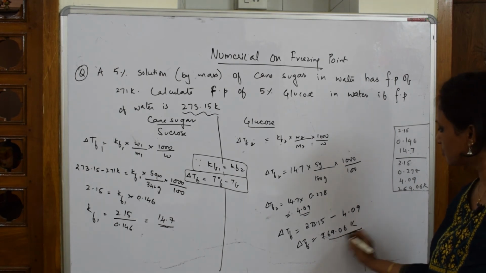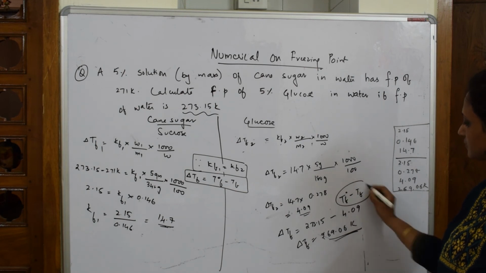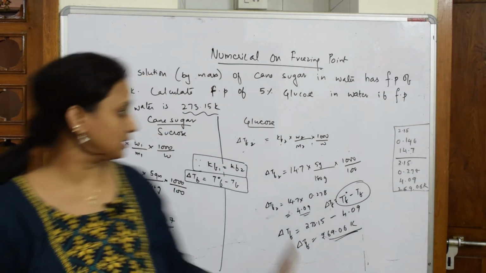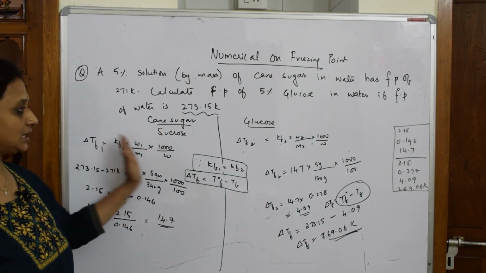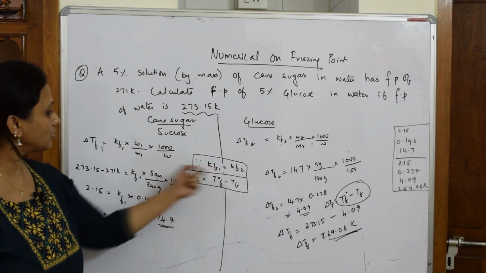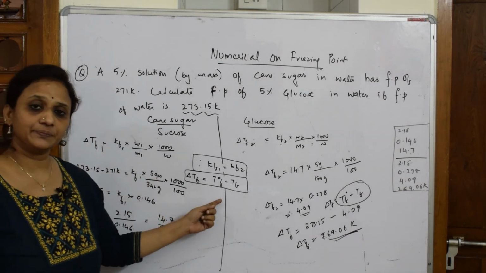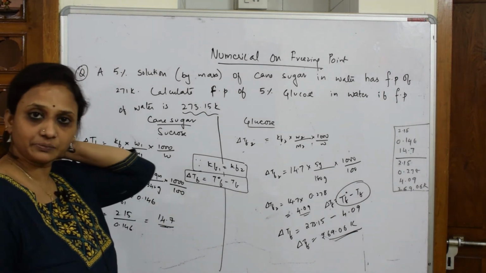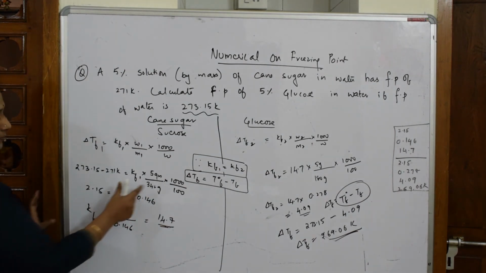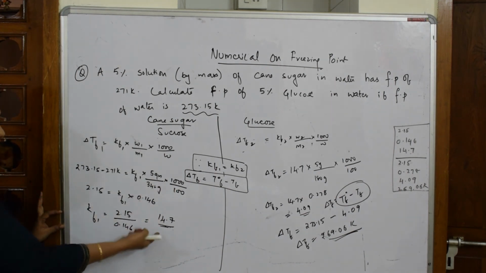When I subtract it, I get 269.06 Kelvin. So what formula did I apply here? TF naught minus TF. Simple. I took the numerical and wrote the formula. I compared the common things. After that, I said if the two KF are equal, then the depression in freezing point is the freezing point of water minus the freezing point of the solution. I calculated and got one answer, then took KF1, multiplied, and got 14.7.